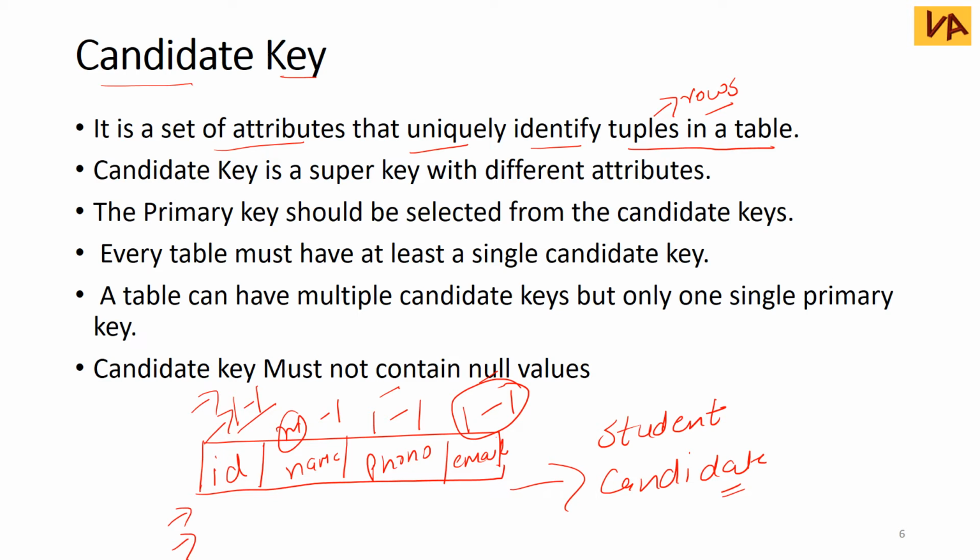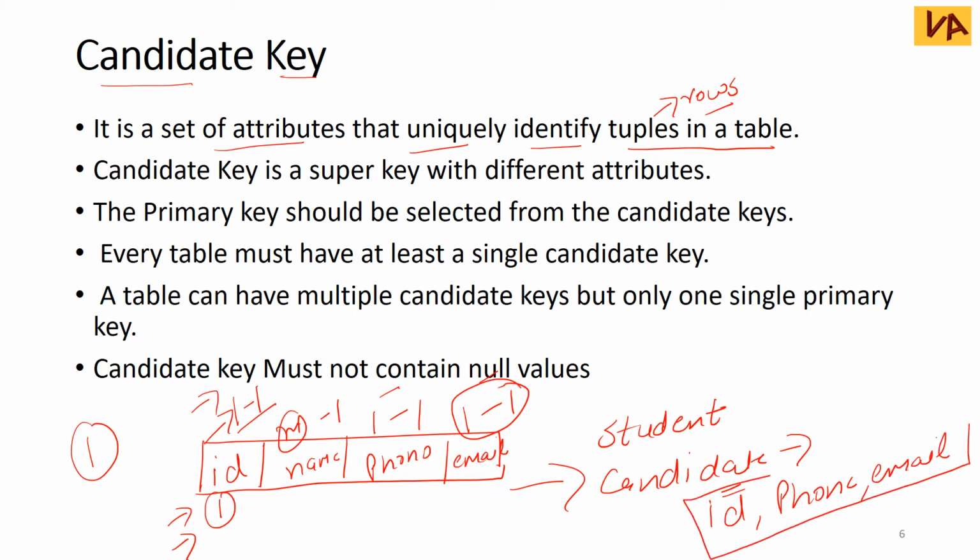For example, if we give ID 1 to a person, we are not going to give this number to anybody else in this table. So the candidate keys here will be the ID, the phone number and the email ID, because only one person will have each value and there will be no duplicacy of data in these three attributes. So a candidate key is a key that can uniquely identify rows in a table. A candidate key is a super key with different attributes: ID, phone number and email ID.